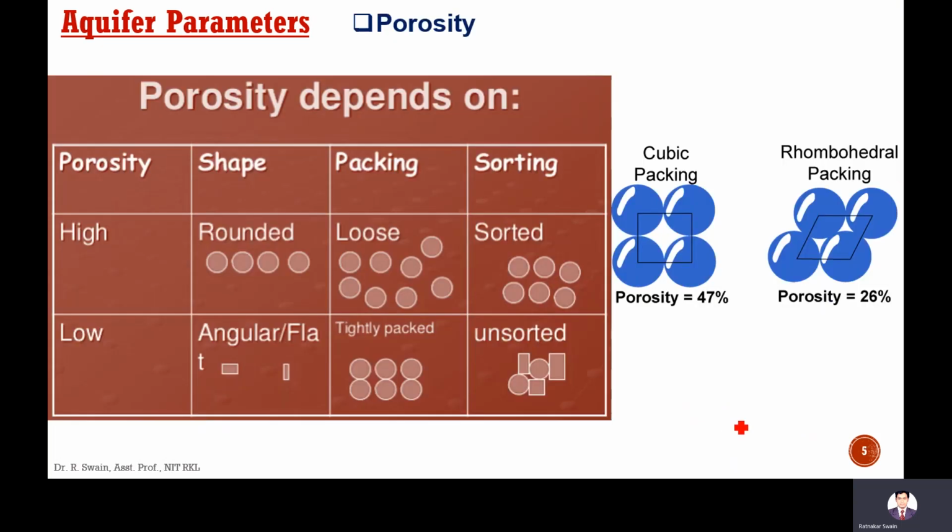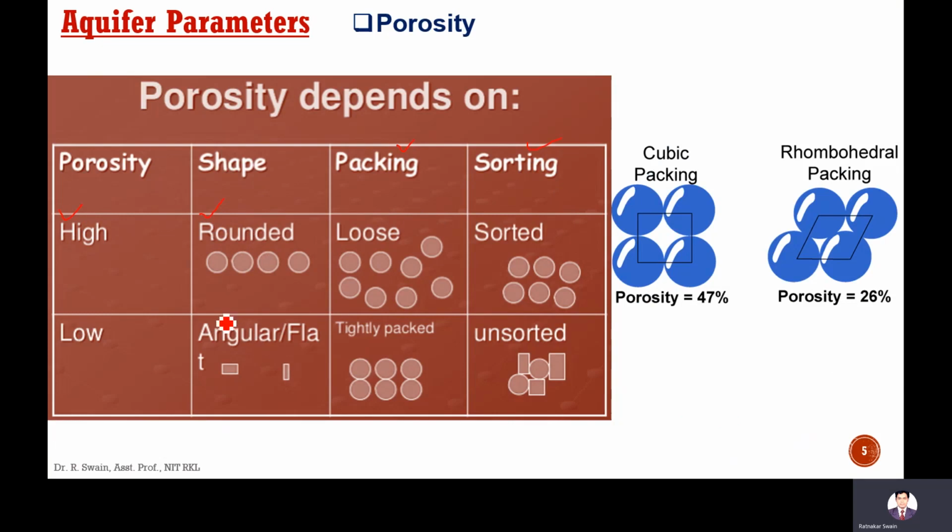And this porosity depends upon the particle shape, particle packing and particle sorting in the soil material. If the shape is rounded, then porosity will be high, because if the particles are rounded, then there will be gaps between the particles. There will be more gaps.